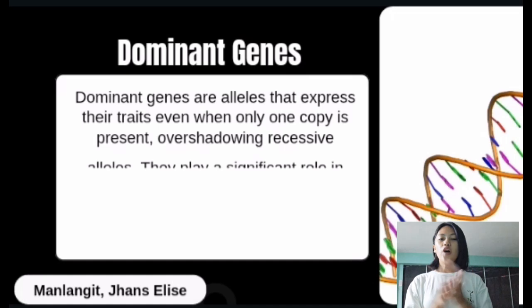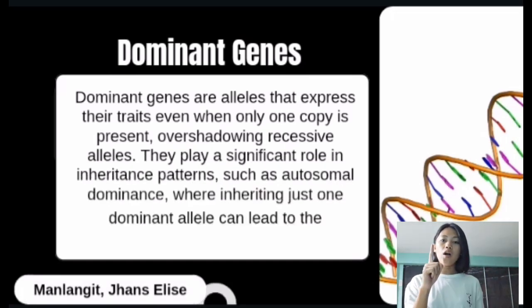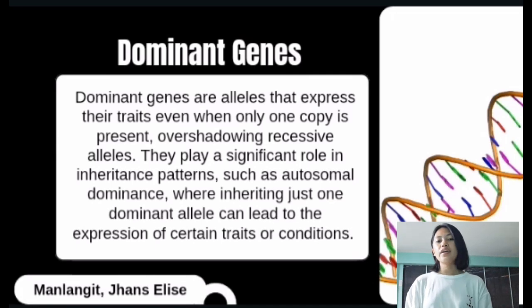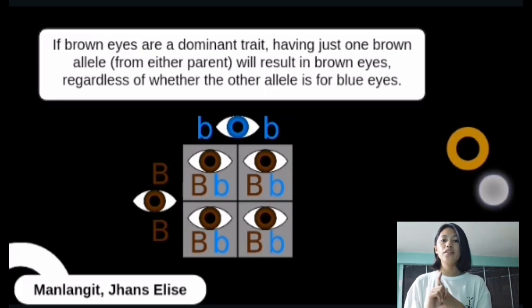Dominant genes. Dominant genes are alleles that express their traits even when only one copy is present, overshadowing recessive alleles. They play a significant role in inheritance patterns such as autosomal dominance, where inheriting just one dominant allele can lead to the expression of certain traits or conditions. So, a dominant allele is one that expresses its trait even if only one copy is present. This means if you inherit a dominant allele from either parent, that trait will show up in you.